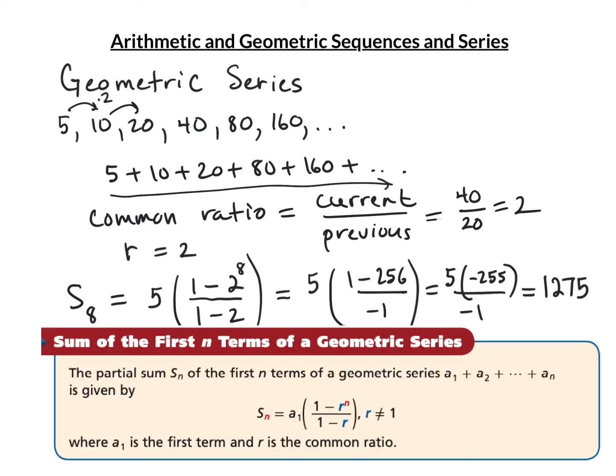The formula is then the sum of the first n terms equals the first term times 1 minus the common ratio, they're calling r, to the power of n, the number of terms, all divided by 1 minus r. Note that r can't be 1 because if it was, you'd be dividing by 0. That would be undefined.